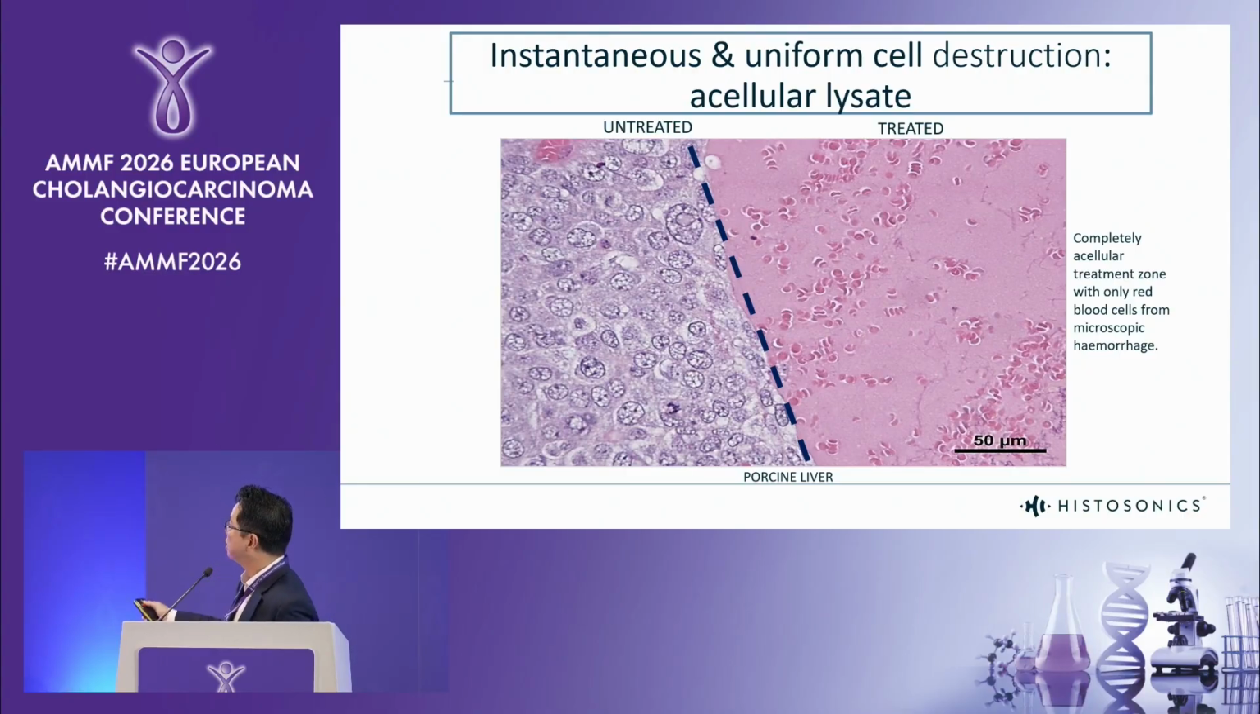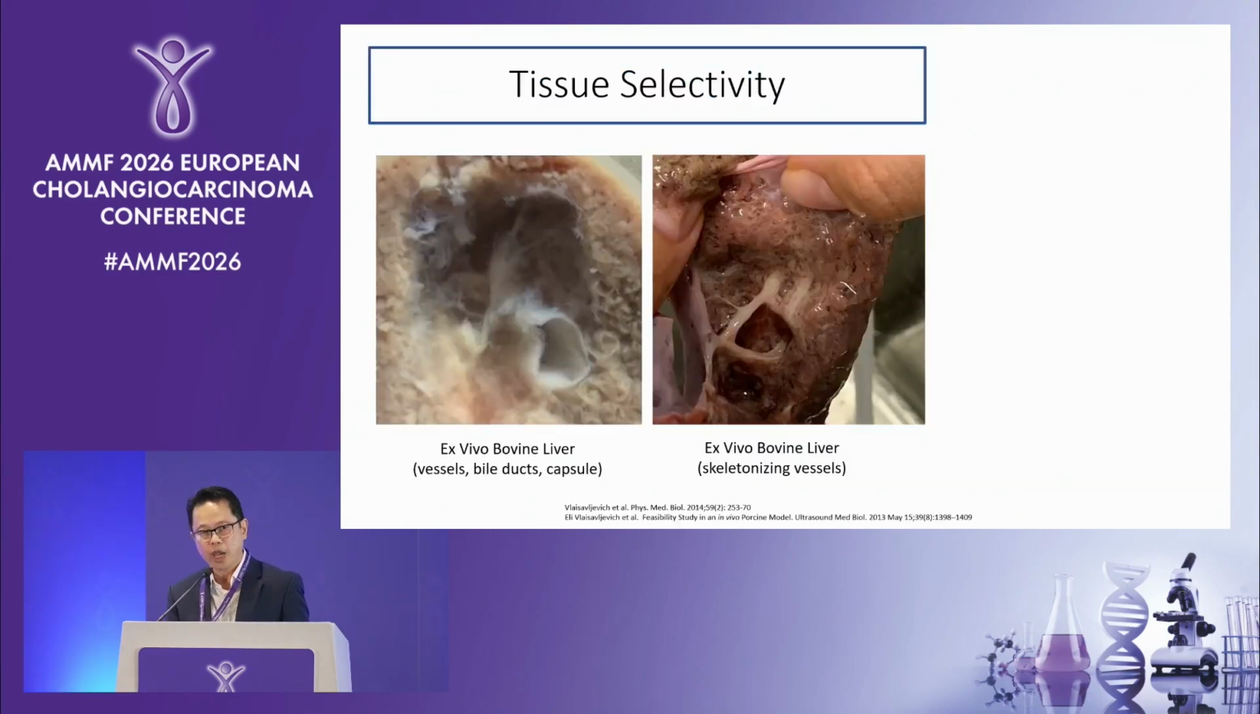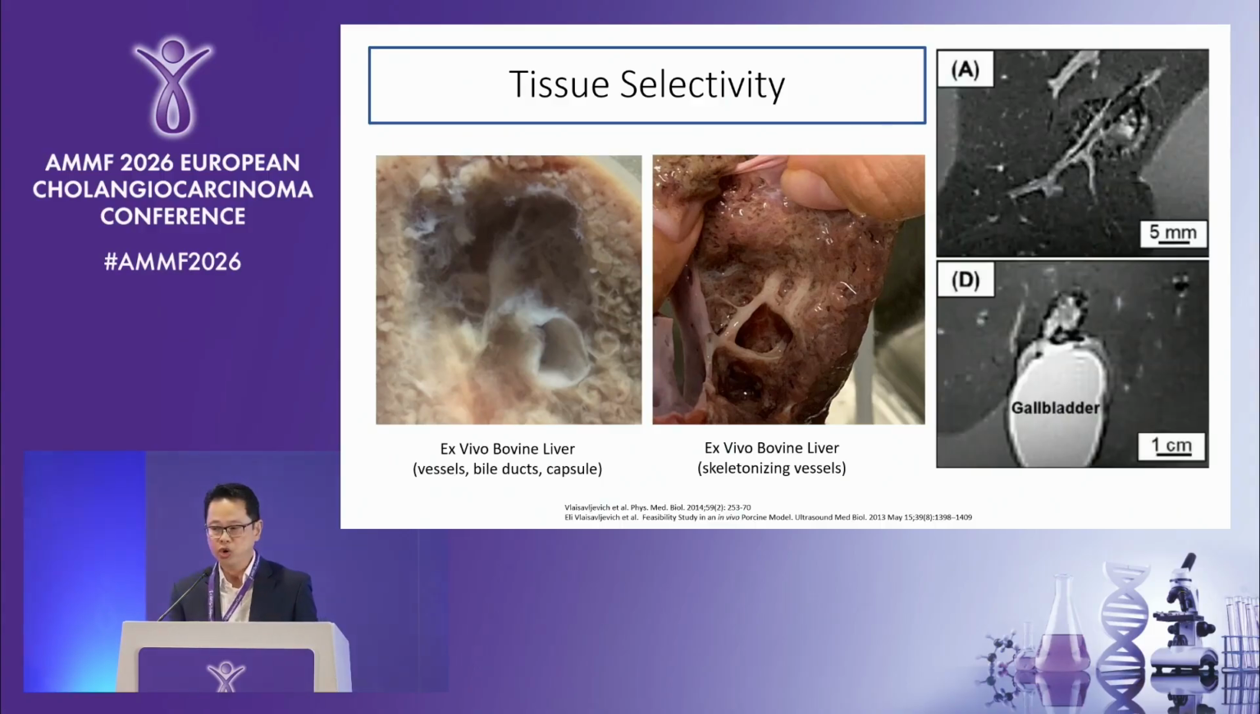You will see on the red margin here, only some red cells remaining, whereas in the untreated, you will see some liver cells still remain. And there is some selectivity with histotripsy treatment. Essentially, the extracellular protein is not really sensitive to this particular intervention, and therefore bile ducts or vascular structures will be preserved.